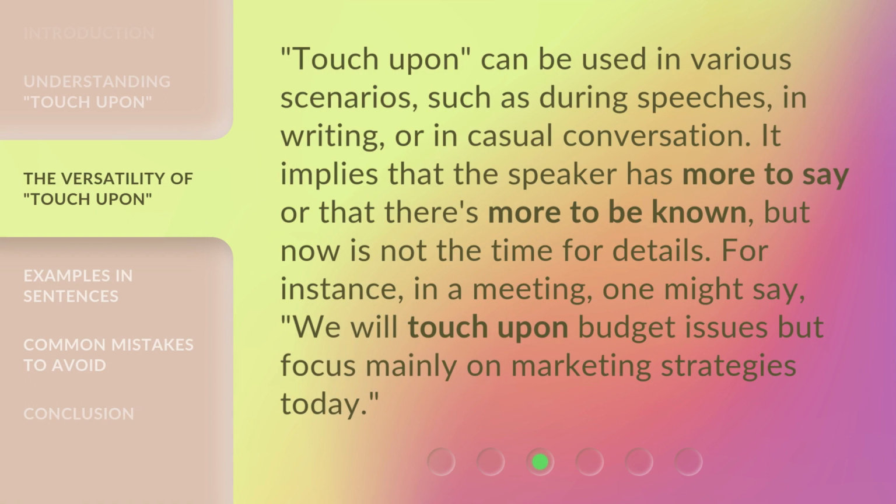Touch upon can be used in various scenarios, such as during speeches, in writing, or in casual conversation. It implies that the speaker has more to say or that there's more to be known, but now is not the time for details. For instance, in a meeting, one might say, "We will touch upon budget issues but focus mainly on marketing strategies today."